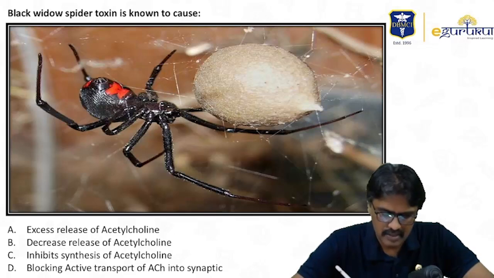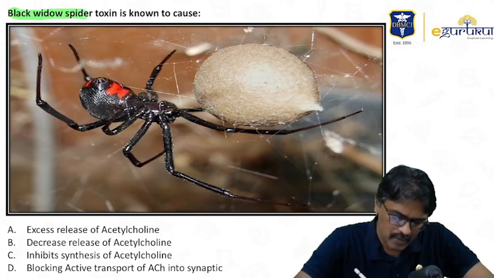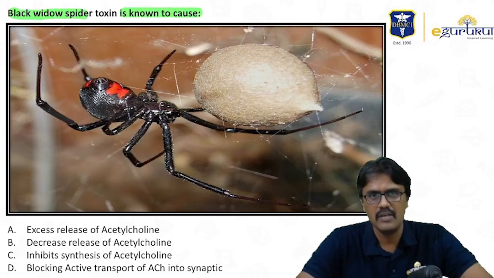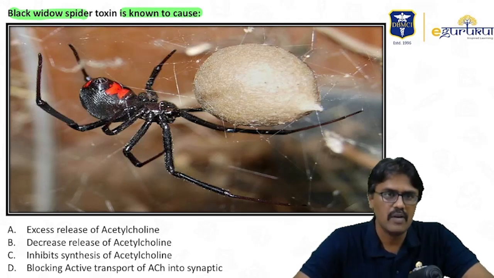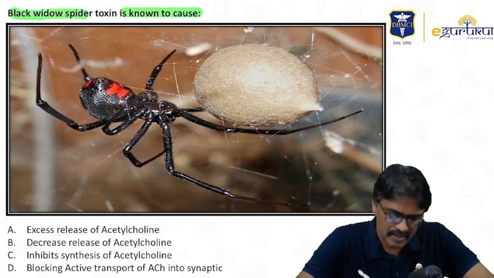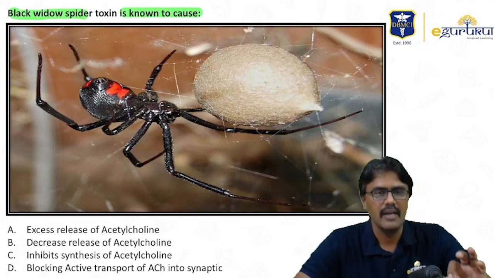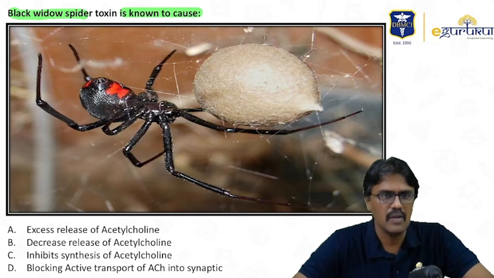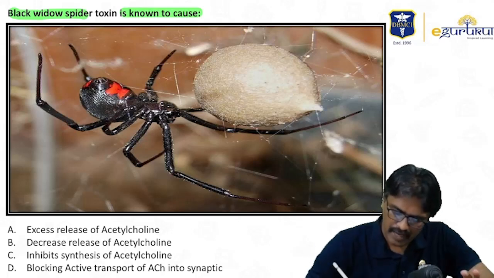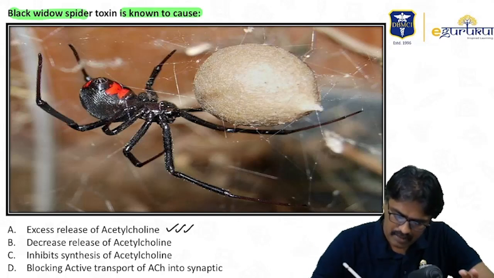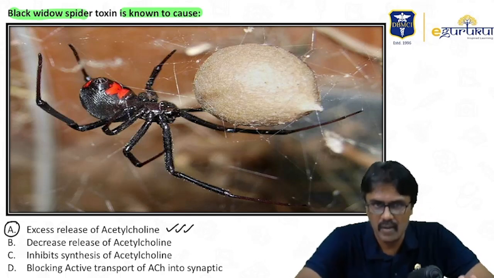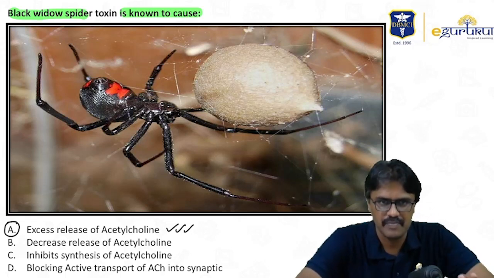So you can see this is a spider and this is called black widow spider toxin. Now what does it do? Black widow spider toxin is known to cause excess release of acetylcholine, decreased release of acetylcholine, inhibit synthesis of acetylcholine, or block active transport of acetylcholine into the synapse. Now, for the black widow spider toxin, the main mechanism is excess release of acetylcholine. That is the main mechanism of action.